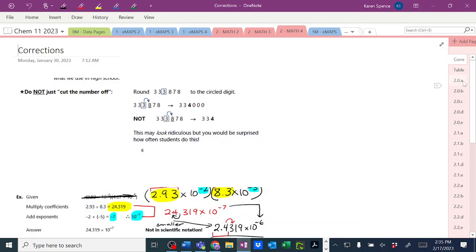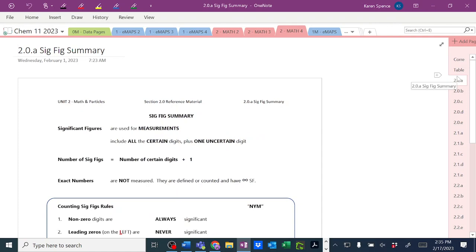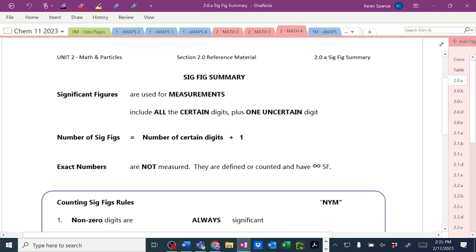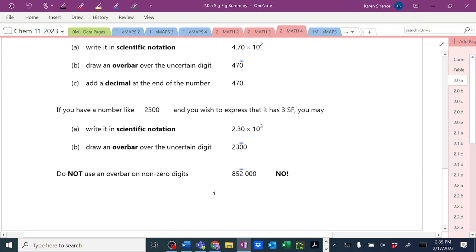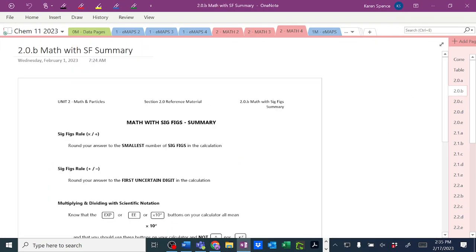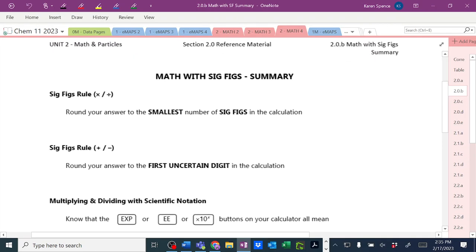And I just wanted to take you through the very first few pages, which are just reference pages. So if you're in Unit 2 and you've forgotten how the sig fig rules work, there is a sig fig summary page. You don't have to look at all these. You can just be like, oh yeah, there it is. There is a math with sig fig summary because we're going to learn the math with sig figs, okay?